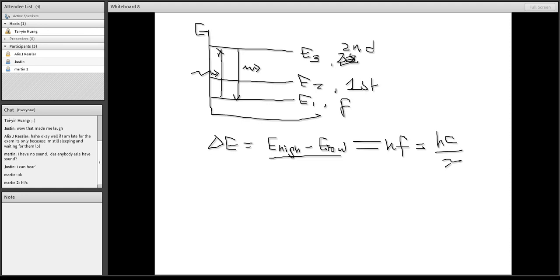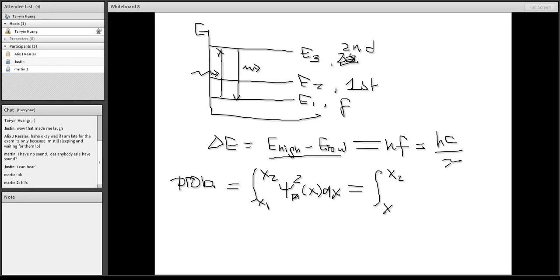Okay. And the other thing that we are interested in knowing is the probability of finding the electron within a certain range. So in order to calculate the probability of finding the electron, let's say between x1 and x2, this is how you calculate. The probability of finding the electron between x1 and x2 would of course be the probability density, and then you integrate that. Because we're dealing with a one-dimensional electron, and we already know the wave function, we just square it. So we have this.